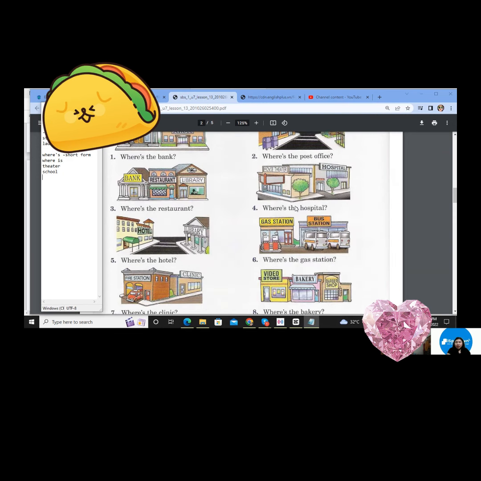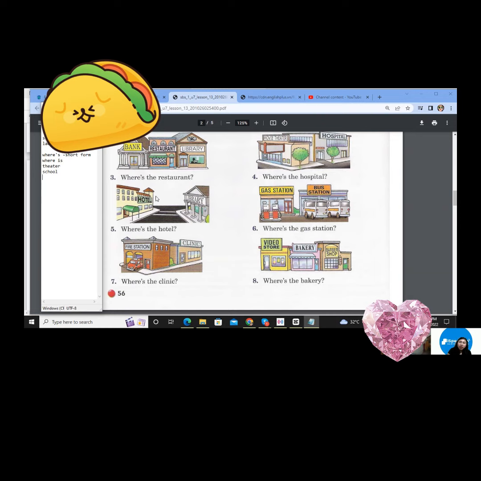Okay, so here. So where is the hospital? The hospital is around the corner of... what's this? Movie theater. Okay, now let's proceed to this one.